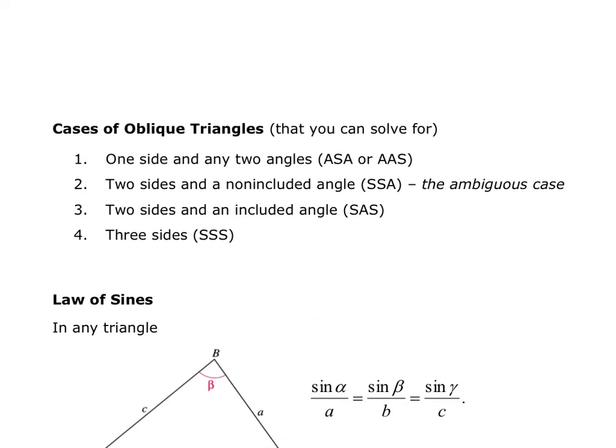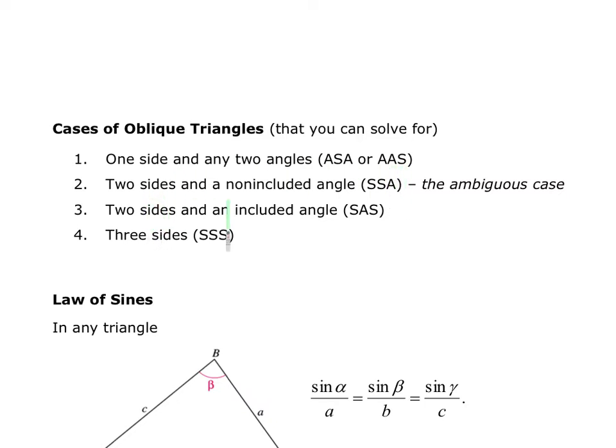We have, with oblique triangles, these cases. We have one side and two angles: angle, side, angle, and it is exactly what you'd think. You have an angle, the side between, and then the other angle. Or you have an angle, angle, side. So you have an angle, and then the next angle, and then the side attached to one of those angles.